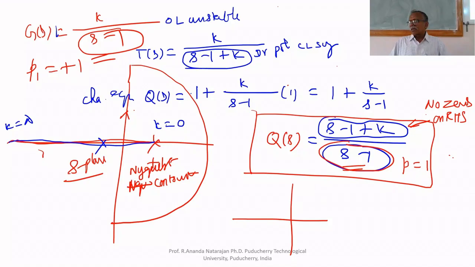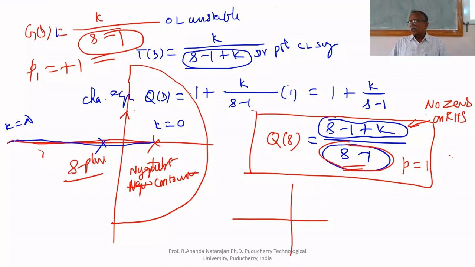Now I can say that the system is stable because it is not cancelling. No poles on the right hand side, no zeros on the right hand side, but only one open loop pole is on the right hand side. That's why it will encircle only once. Therefore, the system is stable, I would say.